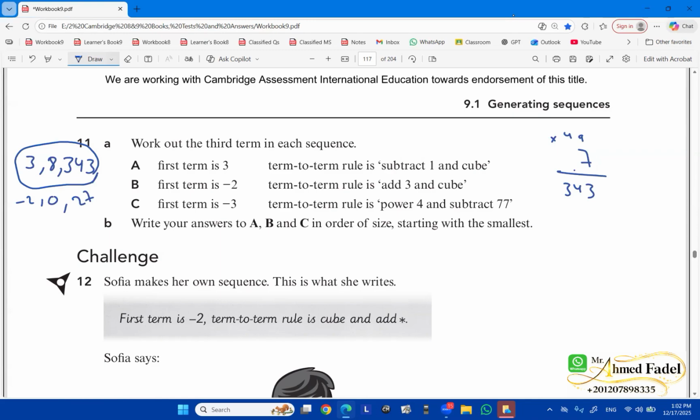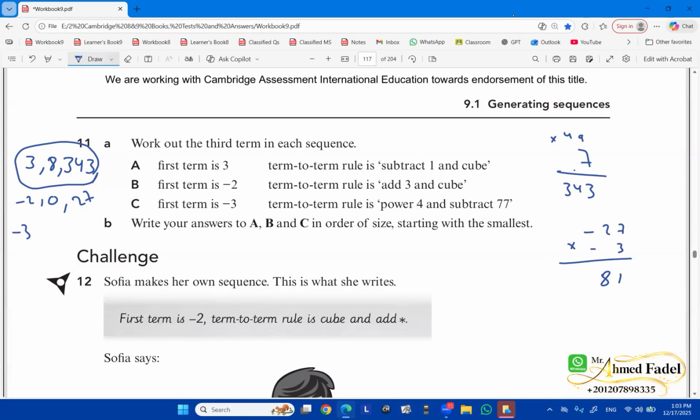The last question, which is C, first term is negative 3. Term rule is power 4. So negative 3 to the power of 4. Then subtract 77. That's going to require us to do negative 3 to the power of 3 is negative 27. But negative 27 times negative 3, we know for sure that it is going to become positive 81. Because you should know that 3 to the power of 4 is 81. 3 times 3 times 3 times 3 is going to give you 81.